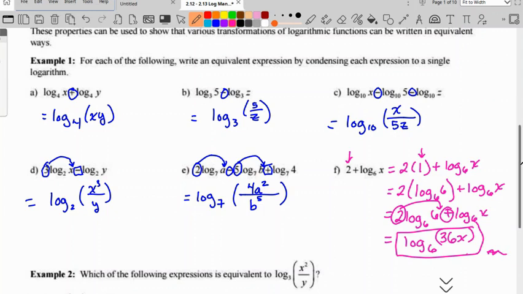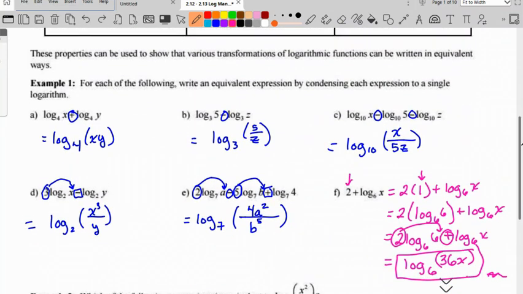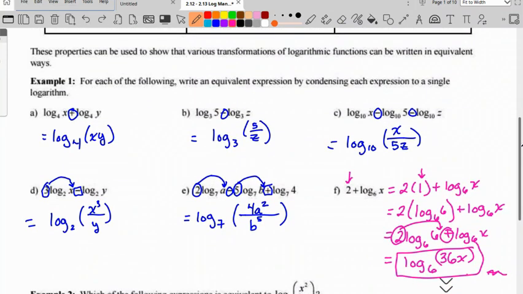Okay, any questions on that? Are we doing okay with that? Okay, let's go back and try to formalize that and add that up here to our properties so we can kind of think about that.